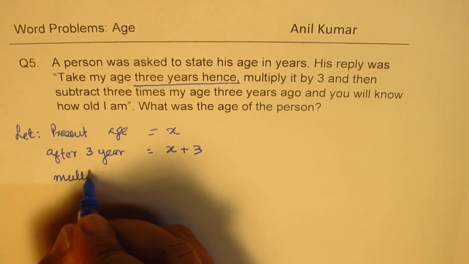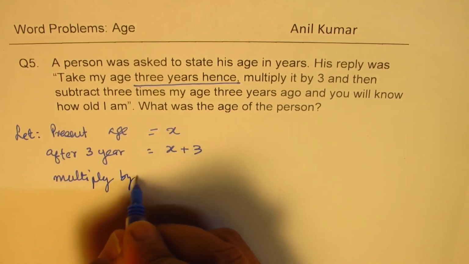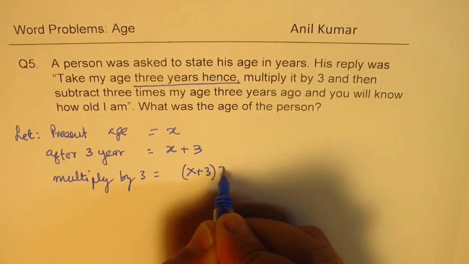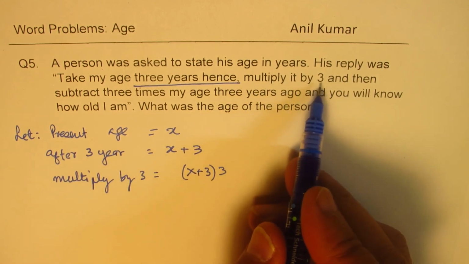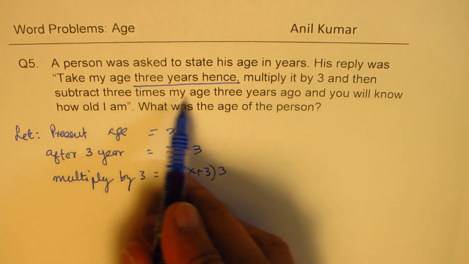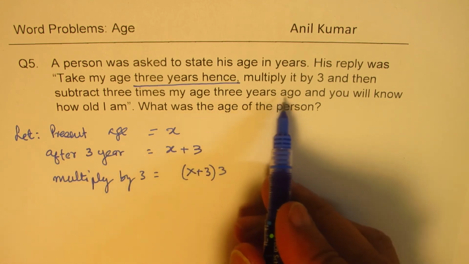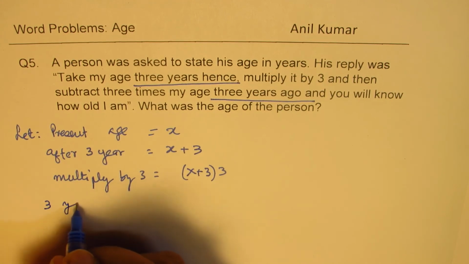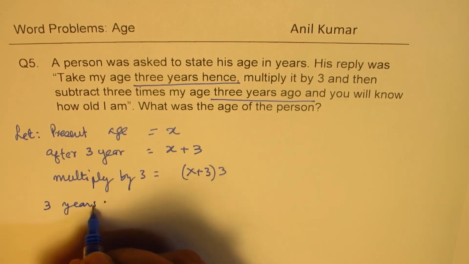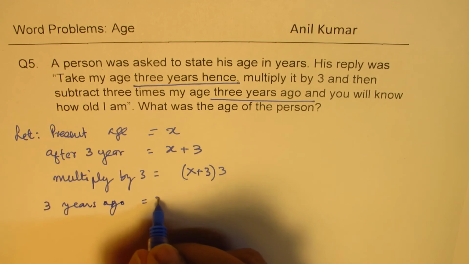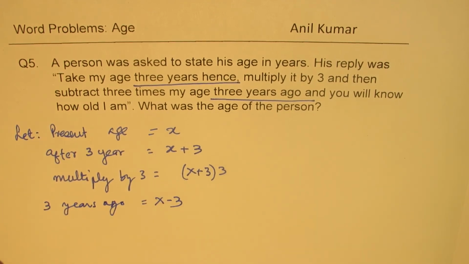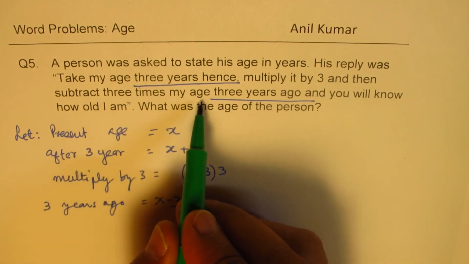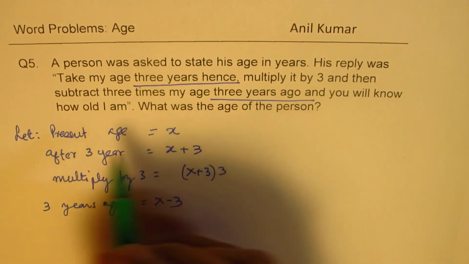So multiply by 3 means x plus 3 times 3. Clear? Multiply by 3. And then subtract 3 times my age 3 years ago, right? 3 years ago will be x minus 3. So what does it say? Let's read it. So it says subtract 3 times my age 3 years ago and you will know my age.